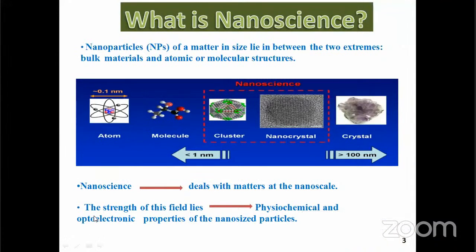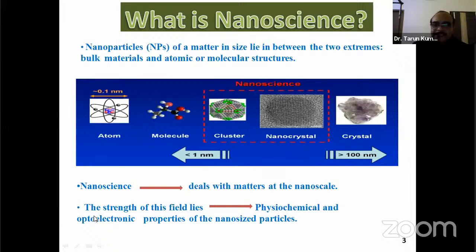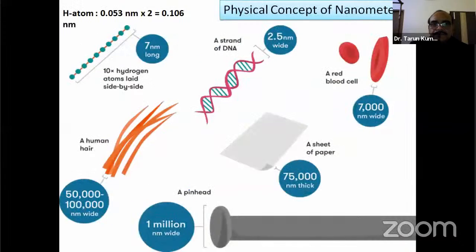Okay, so that is in between this. That is in between this. And at this level we can observe some physiochemical and optoelectronic properties. That is in the nano size level we can observe. Okay, so how you can imagine how small it is.